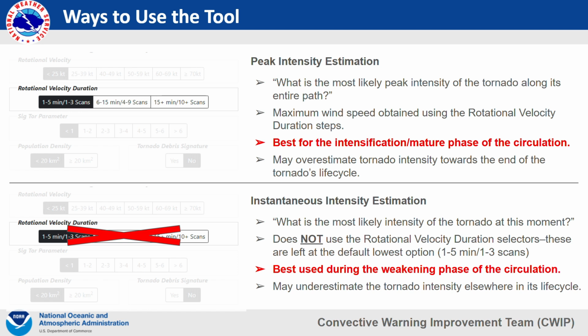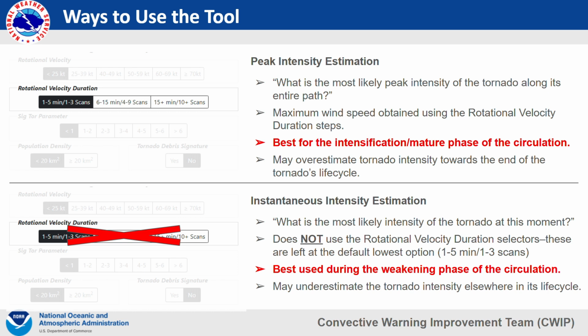Now, before we get into those scenarios, there are two different ways to use the tool that I wanted to touch on. The first and most likely way you're going to be looking at this tool is by trying to estimate the peak intensity of the tornado along its entire path. And this is obtained using that rotational velocity duration selector that we have in the tool. And this is best used during the intensification and mature phase of a circulation.